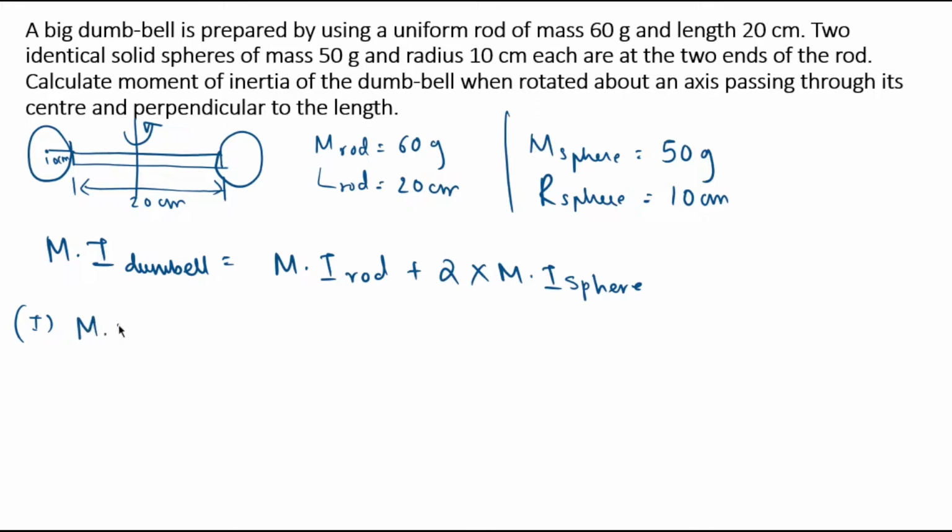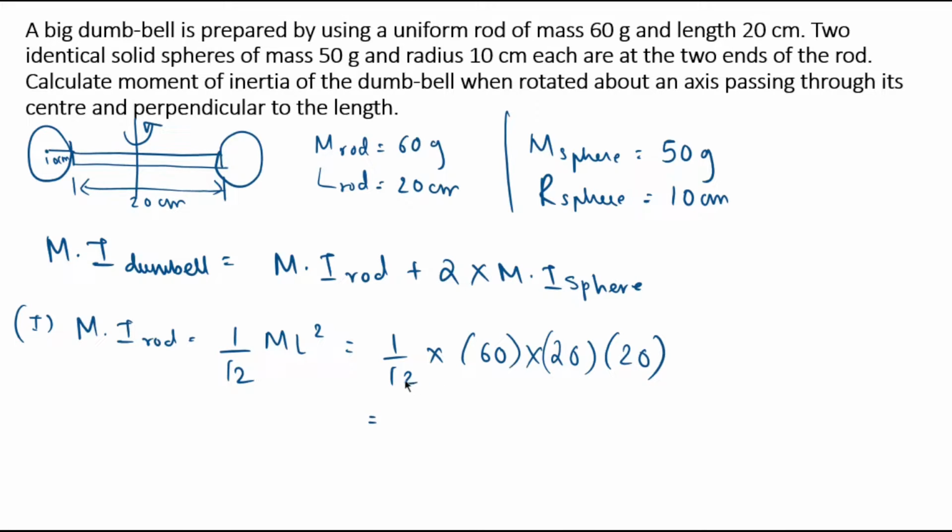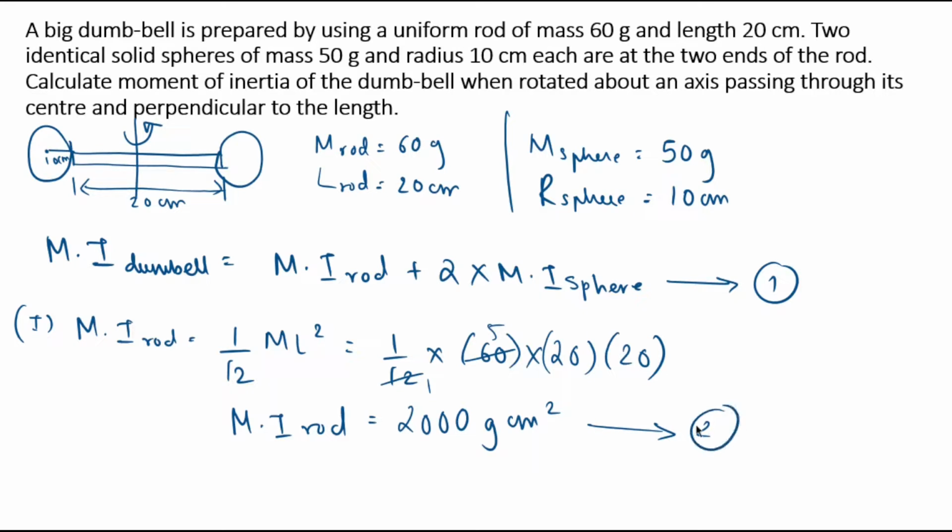So the moment of inertia of rod can be written as 1/12 M L squared, which is nothing but 1/12 into mass, given to us as 60 grams. Let's keep all the units in CGS, into L squared, that is 20 centimeter squared. So 20 into 20 is 400, and 60 divided by 12 is 5, and 400 fives is 2000 gram centimeter squared. So the moment of inertia of rod is 2000 gram centimeter squared. Let's call this the first equation and this the second equation.